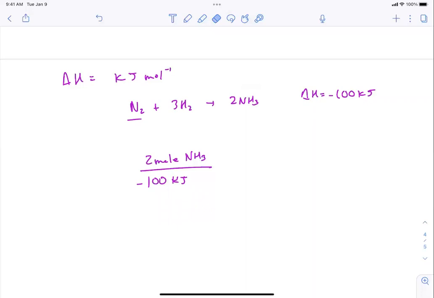Here's a reaction delta H. How much heat is released when 5 grams of N2 are combusted? So you'd have to convert how many moles of N2 that is, and then you'd have to convert those moles into heat, which is when you would do a conversion like, oh, 1 mole of N2 is equivalent to negative 100 kilojoules. Yeah. It's just another way to do stoichiometry.